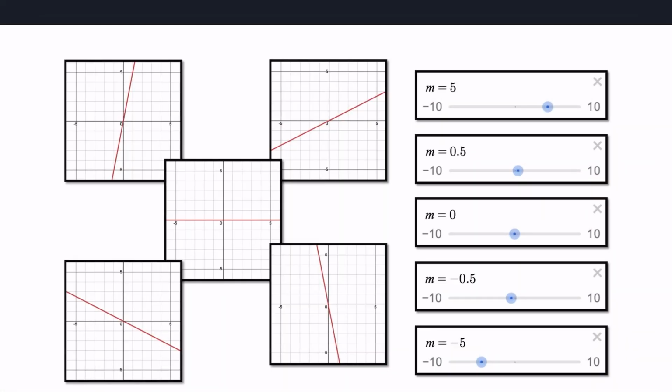And welcome back. Let's see if you got it right. The first two lines both go up as you move from left to right, so they must have a positive slope. The first line is steeper, and so that means the slope is bigger. M equals 5. The second line is less steep, so m equals 0.5.